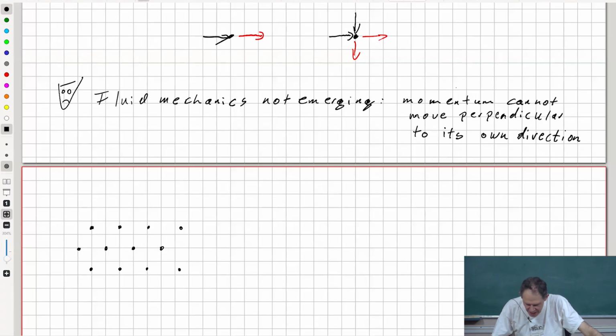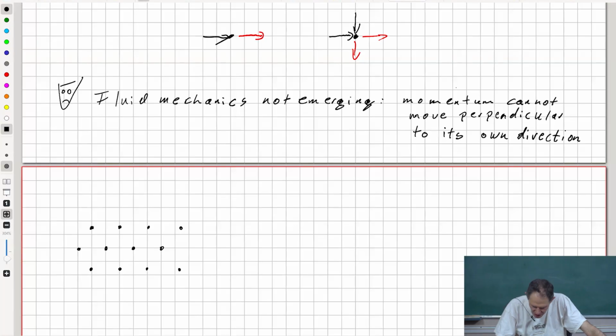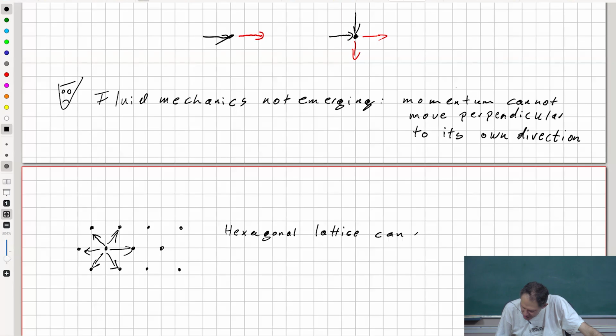Okay, so instead of this Cartesian grid that you have, where particles go in straight lines, horizontally and vertically, they had the idea of having a hexagonal lattice where you have speeds like that. It's all in 2D, by the way. And the hexagonal lattice can actually do the job.